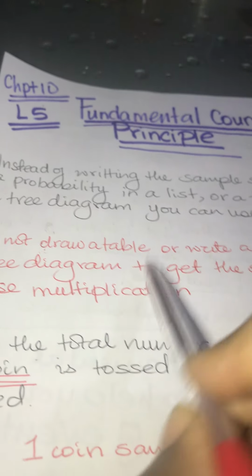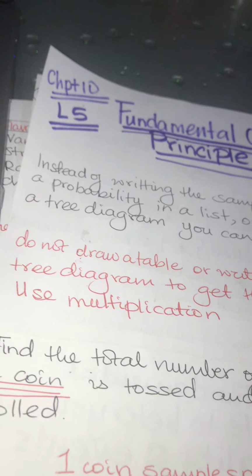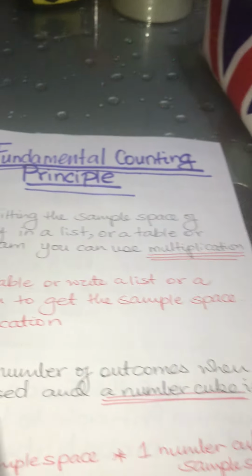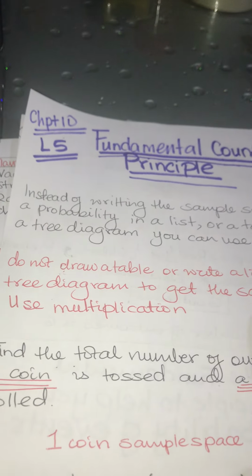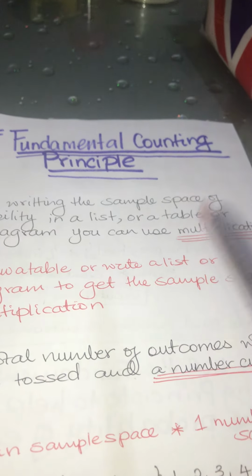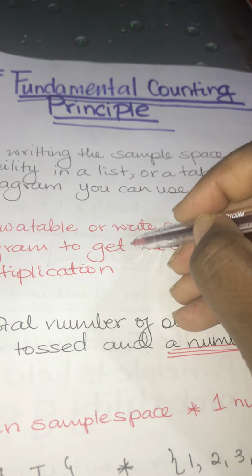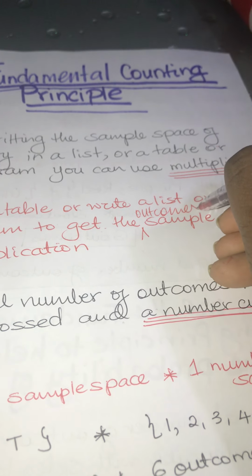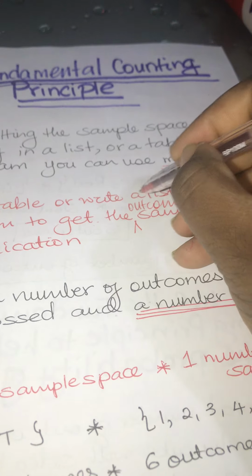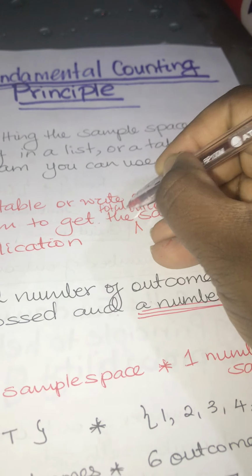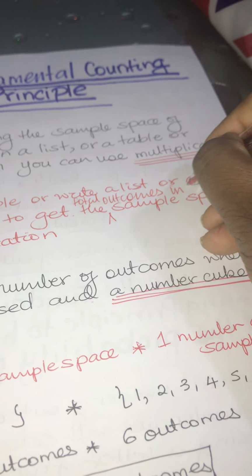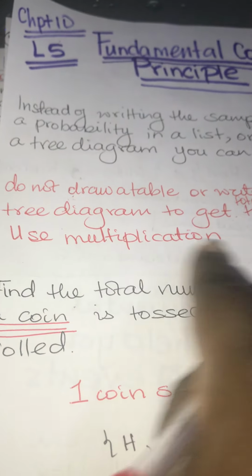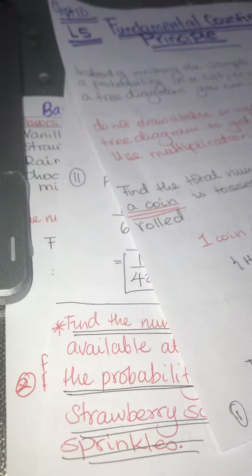So that's what I wrote here. Do not draw a table or write a list, or draw a tree diagram. All you have to do is use multiplication. That's all I wrote over here. To get the total outcomes in the sample space, you use multiplication. Now, let us look at this question here.